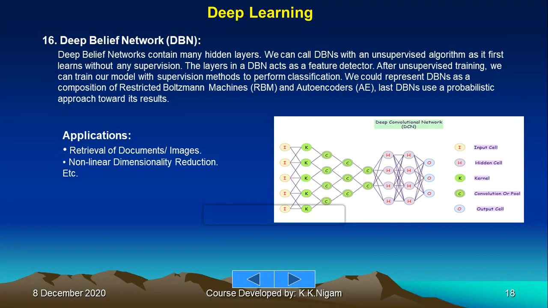Deep belief network (DBN). Now, deep belief networks contain many hidden layers. We can call DBNs an unsupervised algorithm as it first learns without any supervision. The layers in a DBN act as feature detectors. After unsupervised training, we can train our model with supervised methods to perform classification. We could represent DBNs as a composition of restricted Boltzmann machines and autoencoders. Lastly, DBNs use a probabilistic approach towards their results. Applications are retrieval of documents, images, non-linear dimensionality reduction.